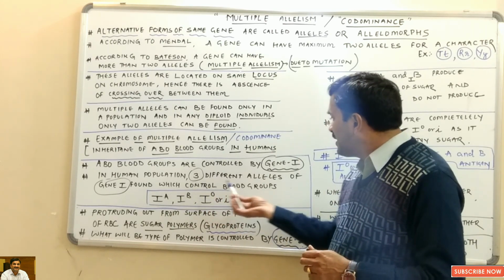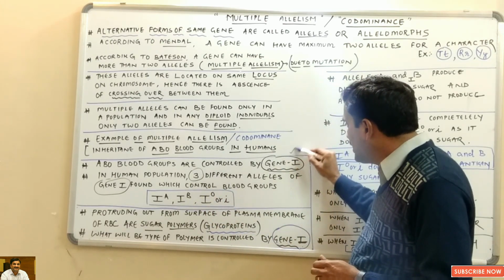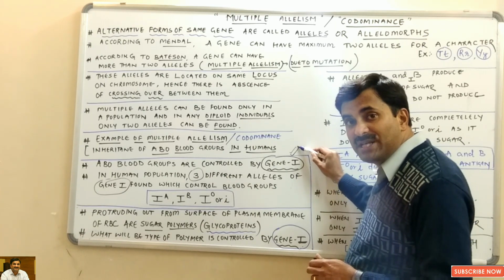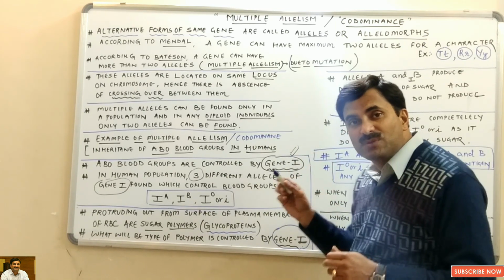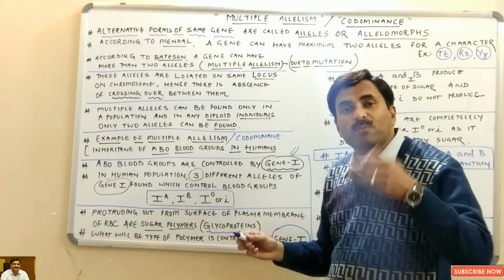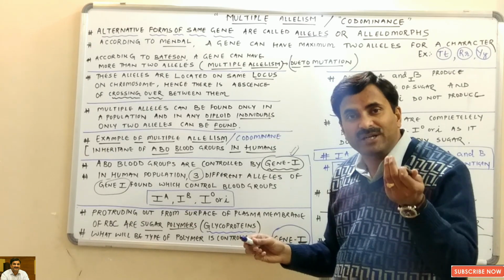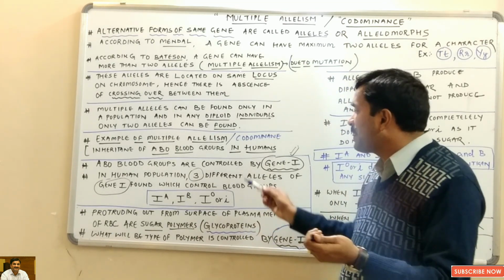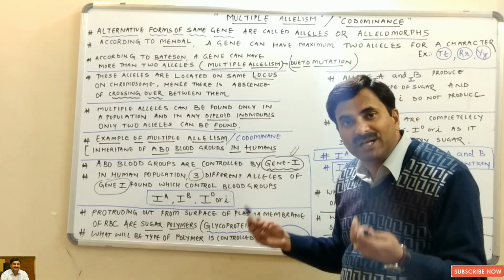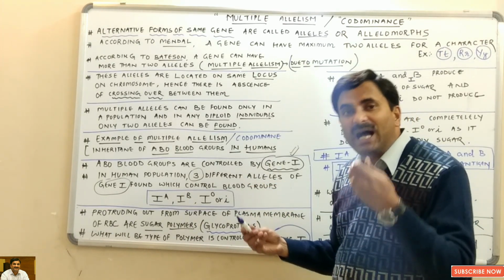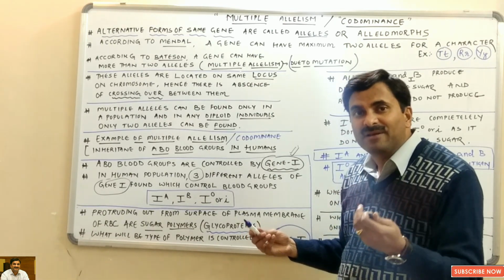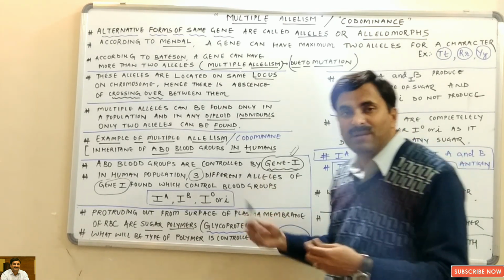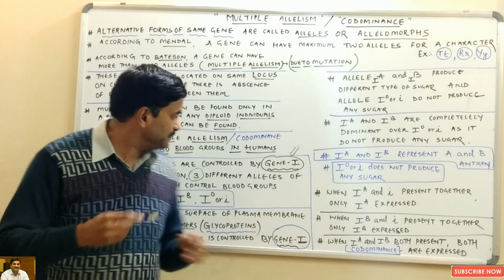So you can see that the gene is one, known as gene I, but it has how many alternative forms? 3 alternative forms. So human blood groups are controlled by gene I, and it has 3 alternative forms: IA, IB and IO or I. That's why it is a very good example of multiple allelism.